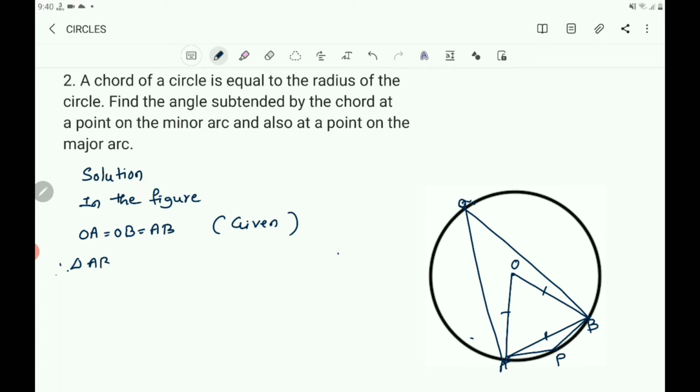Therefore, triangle OAB is a triangle of which type? As OA equals OB equals AB, it is triangle OAB. Therefore, triangle OAB is an equilateral triangle.